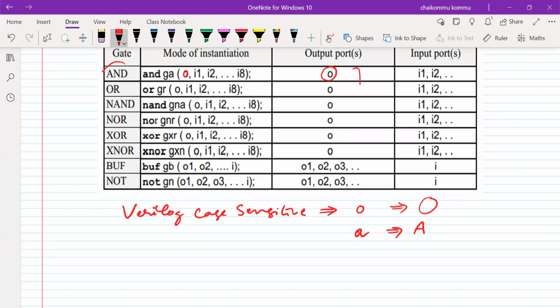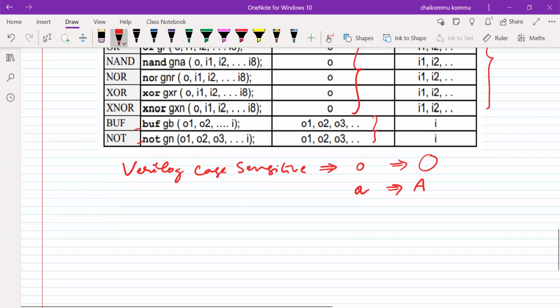For all other gates, we can write only a single output, and any number of inputs can be applied. Whereas for the buffer and NOT gate, the outputs can be n in number, but the input must be a single input. Clear?